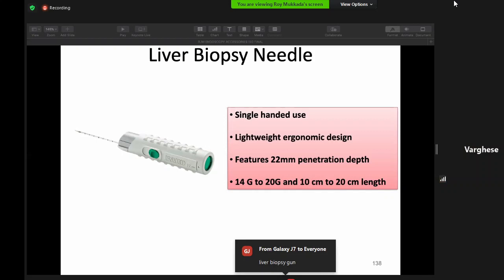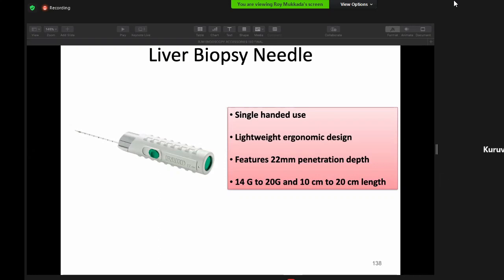So can you name the previous types of needles which were used? Historical information. Do you know? Jamshidi, sir. That is Jamshidi. Earlier one was Vim-Silverman. Then came Menghini. Vim-Silverman is a cutting needle, Menghini was an aspiration needle, and then came True Cut. This is actually a fast True Cut.